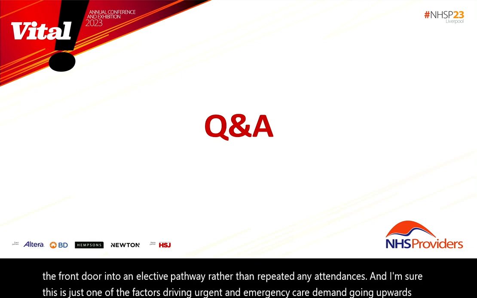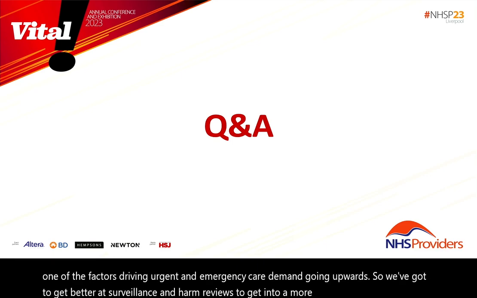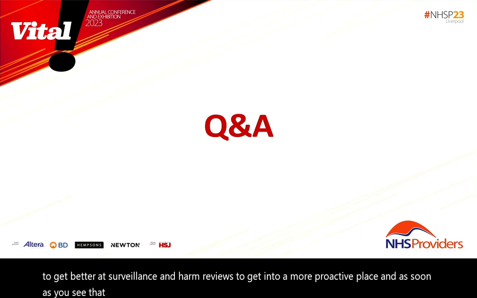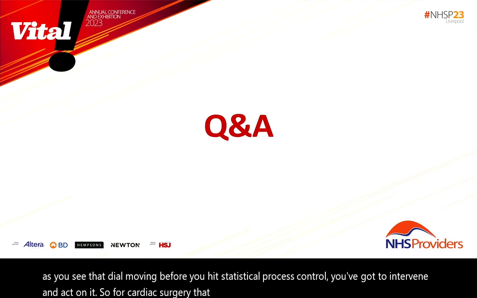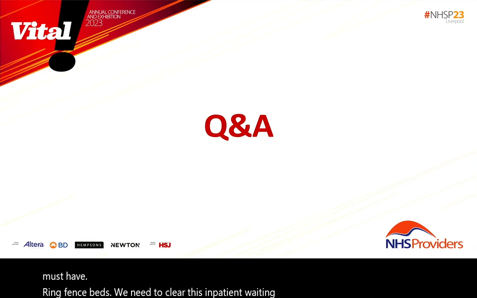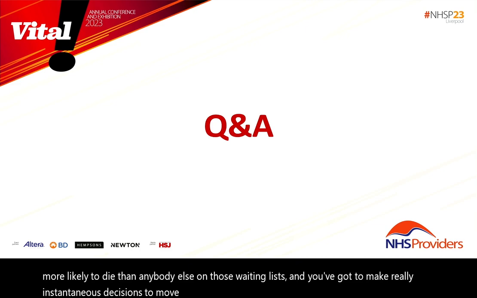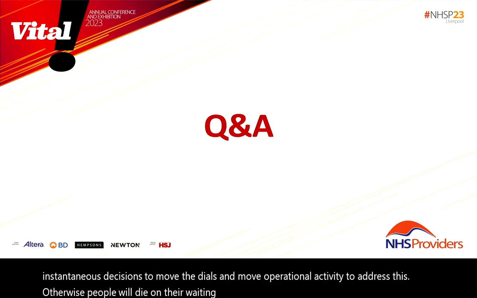So we've got to get better at surveillance and harm reviews to get into a more proactive place. And as soon as you see that dial moving, before you hit statistical process control, you've got to intervene and act on it. So for that cardiac surgery example, what I've done is to say we must have ring-fenced beds. We need to clear this inpatient waiting list as a priority. These people are more likely to die than anybody else on those waiting lists. And you've got to make really instantaneous decisions to move the dials and move operational activity to address this. Otherwise, people will die on their waiting lists. And we know people are dying on waiting lists.